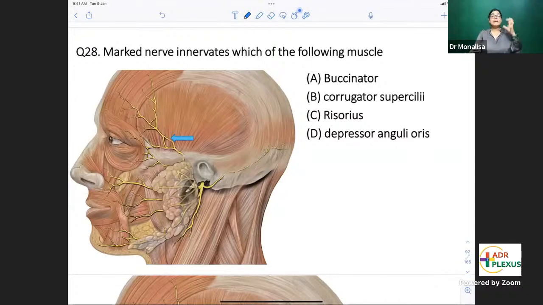Which is the muscle getting innervation from the branch of the facial nerve which has been shown here? It's the upper branch. The temporal branch of the facial nerve is definitely right. Which is the right answer here?